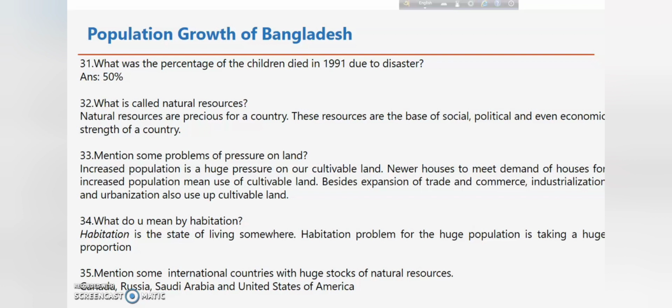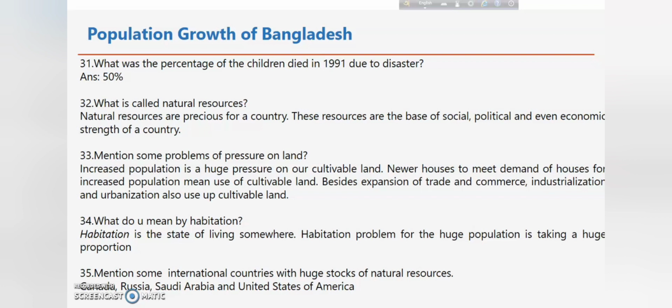Now, what are called natural resources? Natural resources are precious for a country. These resources are the base for social, political, and even economic strength of a country.